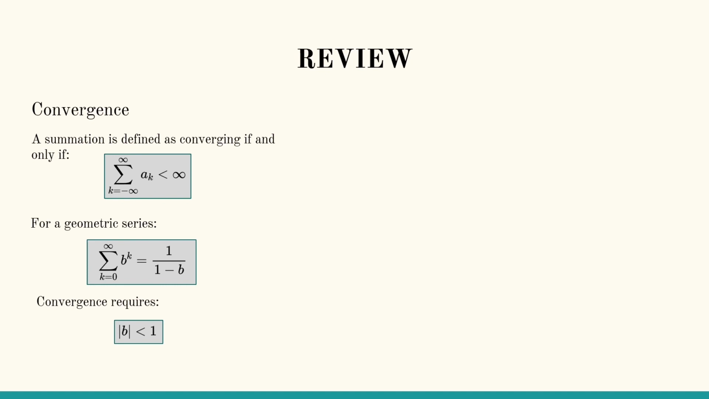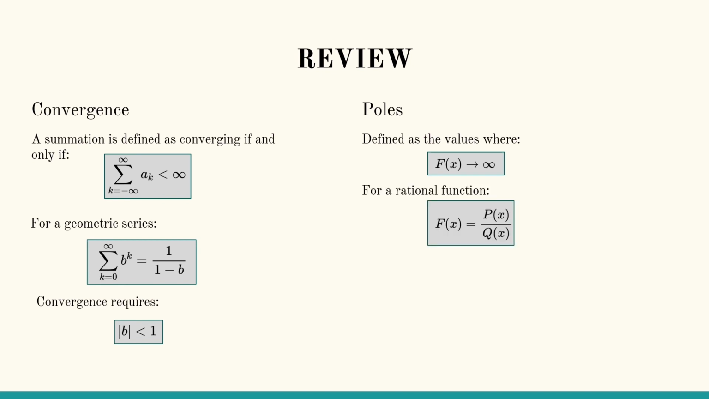Next, we'll look at poles, which are defined as the values where a function goes to infinity or is undefined. Many z-transforms result in rational functions of the form f of x equals p of x over q of x. For these functions, the poles are located at the zeros of the denominator polynomial q of x.